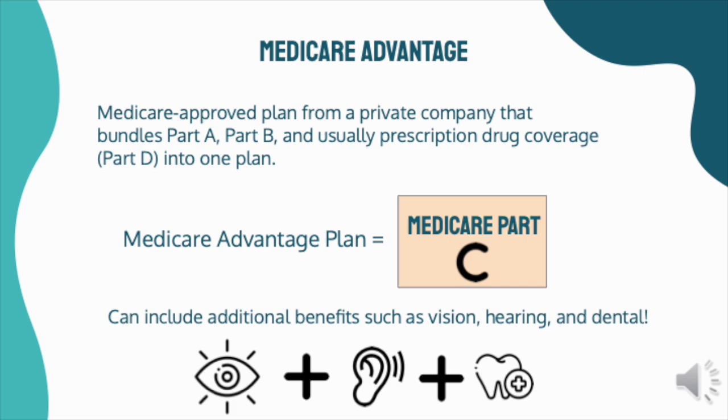There's also Medicare Advantage plans. If you choose a Medicare Advantage plan, you can buy a Medicare approved plan from a private company that bundles your Part A and Part B and usually Part D into one plan. Medicare Advantage plans were previously known as Part C, so you might have realized that we missed that one. This includes all benefits and services covered under Part A and Part B, plus prescription drug coverage, and may also carry additional benefits such as vision, hearing, and dental bundled together in one plan.